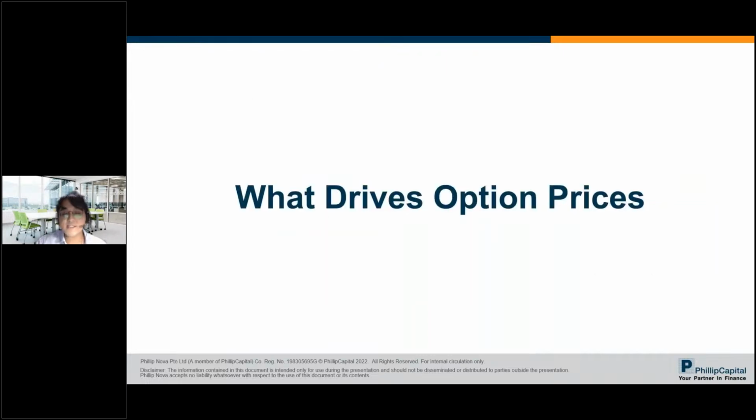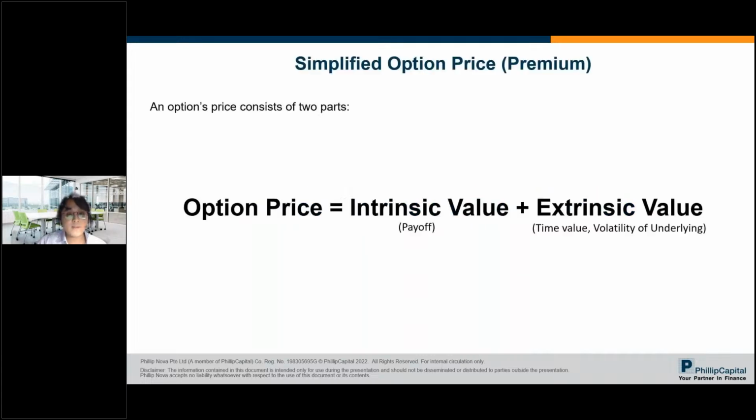So talking about option prices, what drives these option premiums? To put it very simply, there are more complex models when it comes to deriving an option premium. You may have heard of the Black-Scholes models, but to kick things off, a very simplified option pricing model for the option premium consists of two parts: the intrinsic value, which is the payoff of the option, as well as the extrinsic value, which includes time value as well as volatility of the underlying asset. Now this may sound complicated, but let's proceed slowly and try to understand what these terms mean.